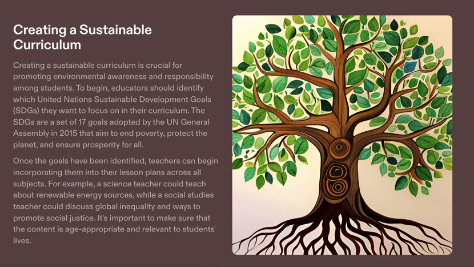Once the goals have been identified, teachers can begin incorporating them into lesson plans across all subjects. For example, a science teacher could teach about renewable energy resources, while a social studies teacher can discuss global inequality and ways to promote social justice. It is important to make sure that the content is age appropriate and relevant to the students' lives.